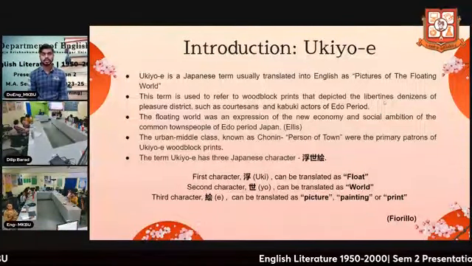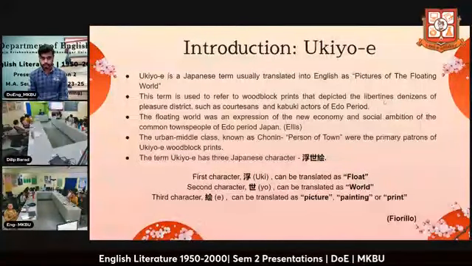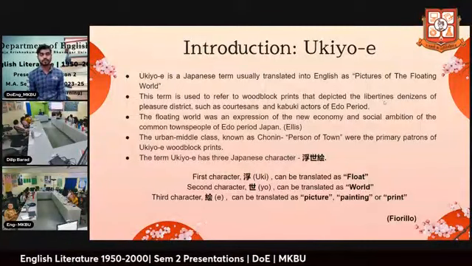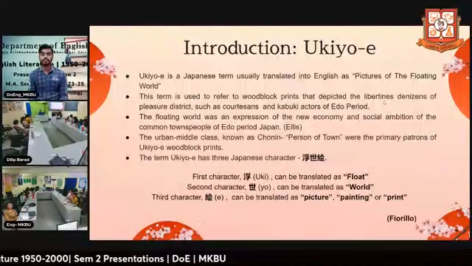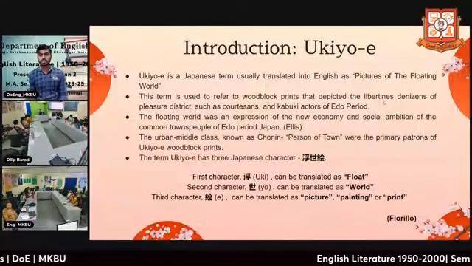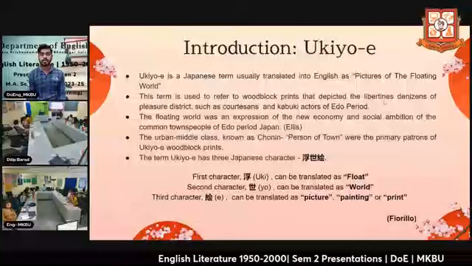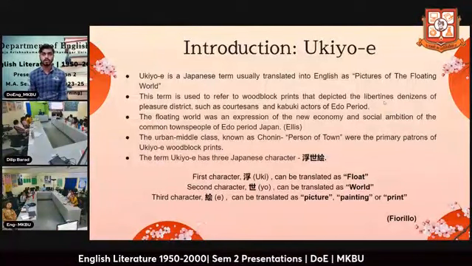Ukiyo-e is generally translated into English as pictures of the floating world, and the urban middle class, which flourished in 17th century Japan, the merchant class people, were known as the chonin. They were the people of the town, and they were the primary patrons of ukiyo-e woodblock prints.